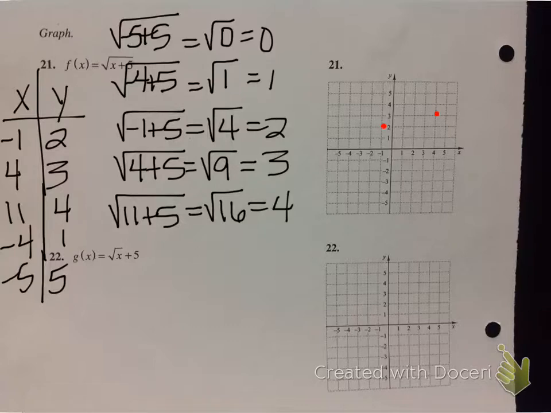-4, 1. And -5, actually -5, 0. Not sure why I wrote 5 there. That should have been a 0. So -5, 0.